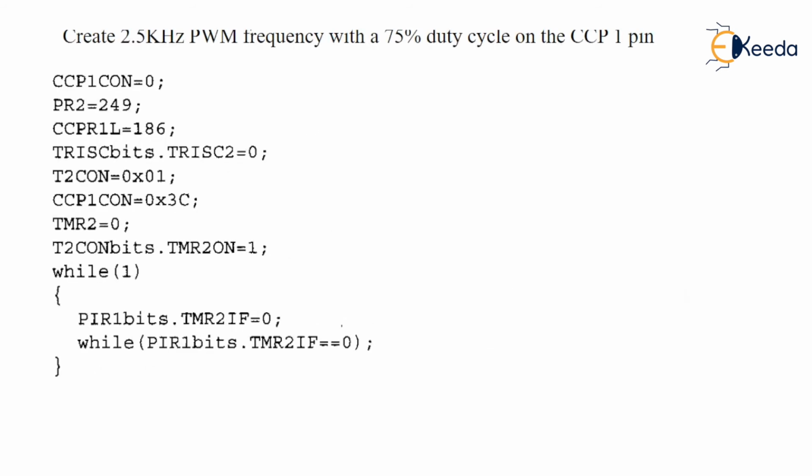Here I have taken one program: create a 2.5 kilohertz PWM frequency with a 75% duty cycle. From the 2.5 kilohertz, 75% will be on and 25% will be off on the CCP1 pin. So first of all, CCP1CON will be made 0. Then PR2. I have taken a crystal frequency of 10 megahertz with a prescaler of 4 and no postscaler.